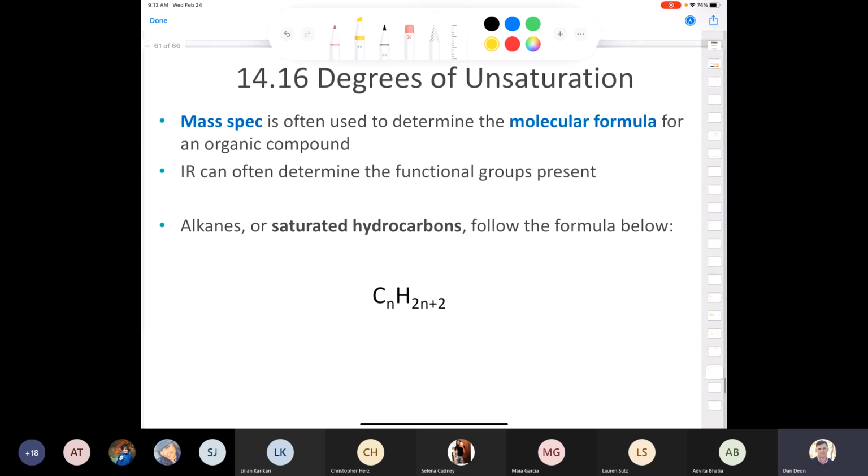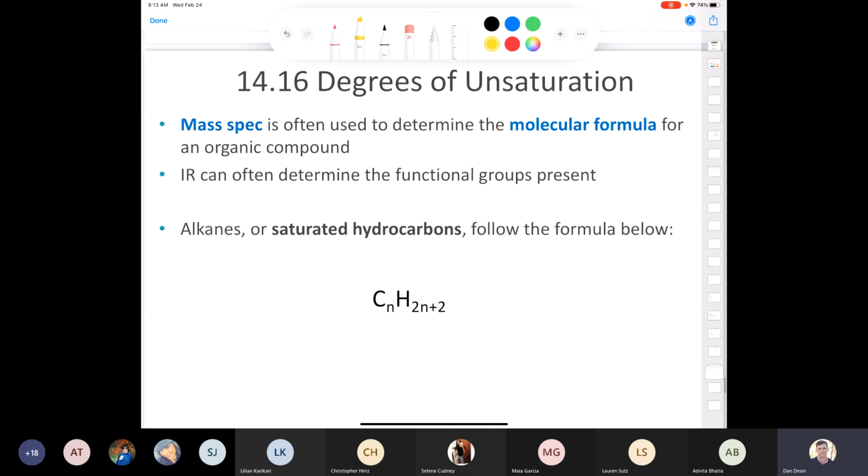Okay, the last section that we have to cover is section 14.16. It deals with what's called degrees of unsaturation. I promise you that I can teach you this in under 10 minutes, probably under 5 if I really wanted to go quick, but I don't like doing that. So on Friday, we're going to start with 14.16. I implore you, please take a look at it.